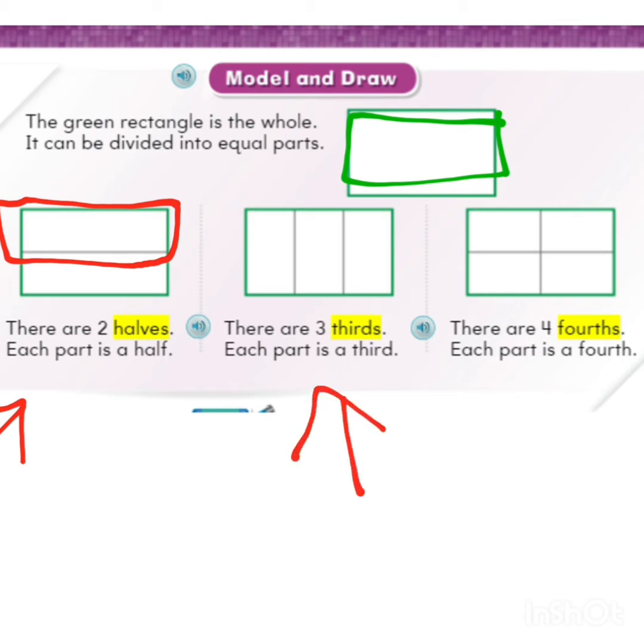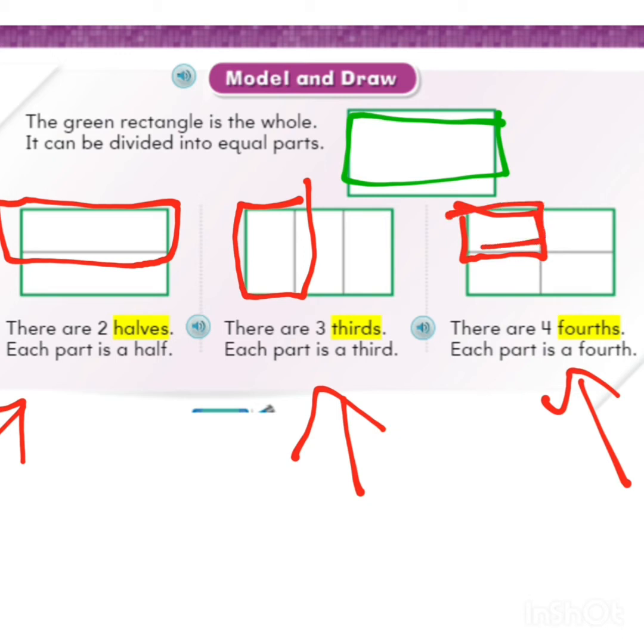The second rectangle, we divide it into three equal parts. So there are 3/3. Each part is a third. This we call a third. The last rectangle, we have 4 equal parts. It must be equal to say there are 4/4. Each part is a fourth.